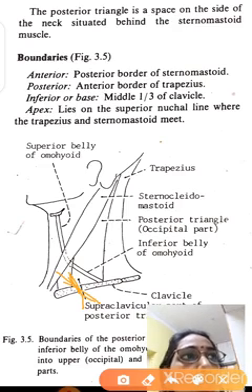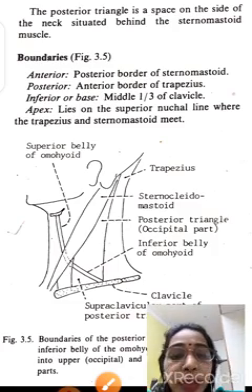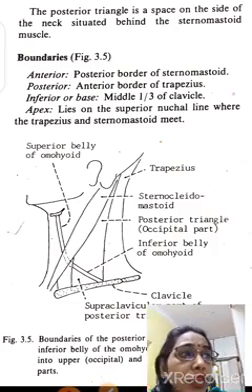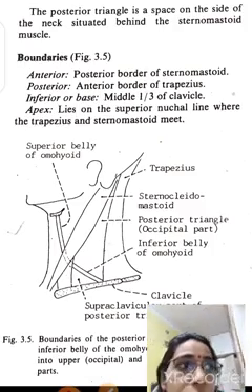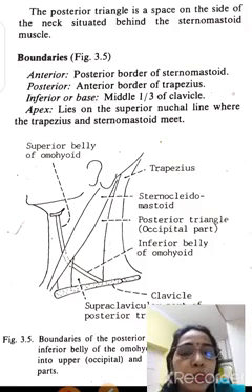So these are the various contents of your posterior triangle. It is very important because it contains the brachial plexus and various other nerves, your vessels also, and your lymph nodes also.